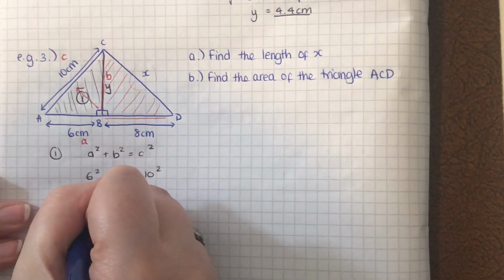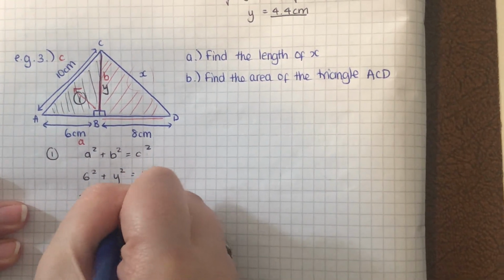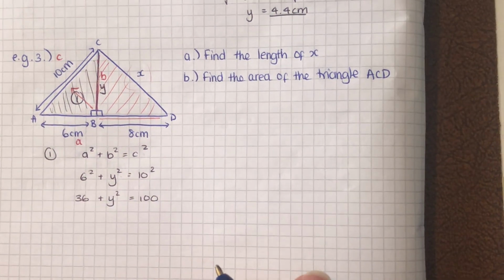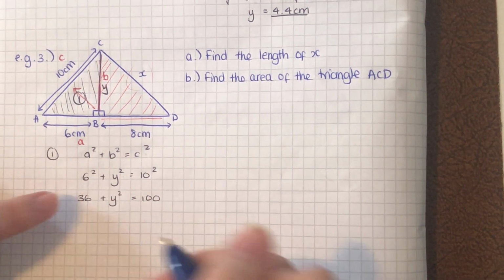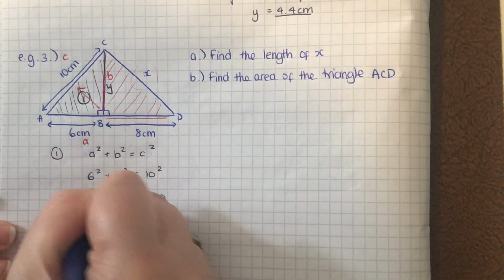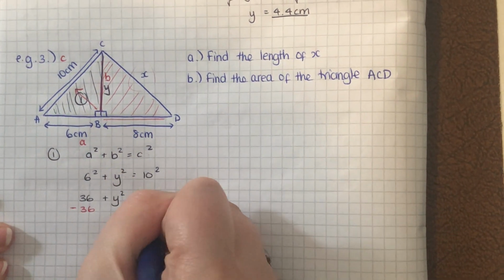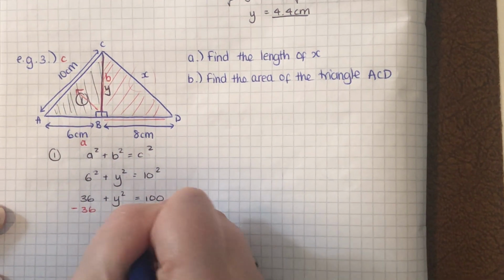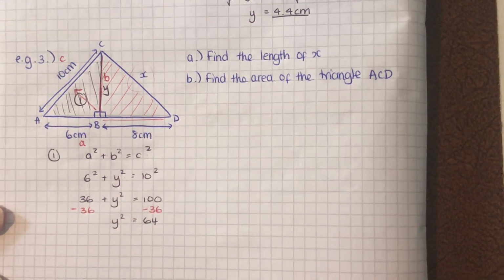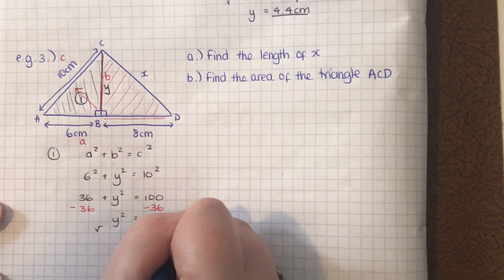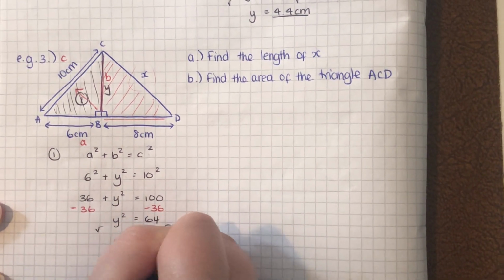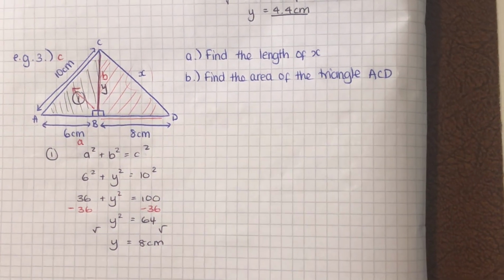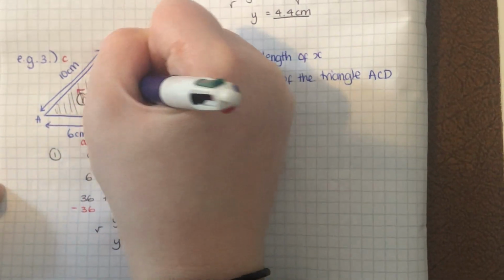Okay, square the numbers. So 36 plus y squared equals 100. Now the numbers aren't on the same side, so we are going to have to subtract that 36 from both sides to get it away from the y squared. So we get y squared is equal to 64. And then we can square root it, so that's y equals 8. So that's a nice one. Okay, so that tells us that the height here must be 8 centimetres.